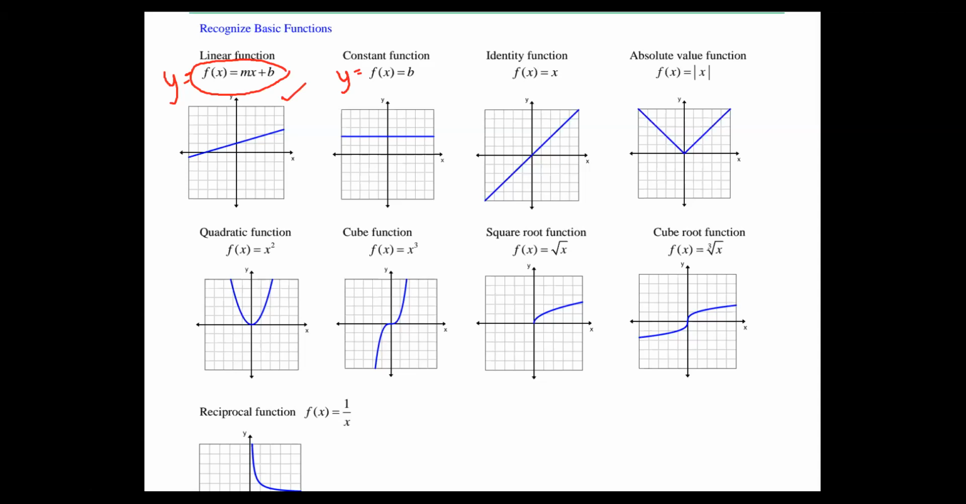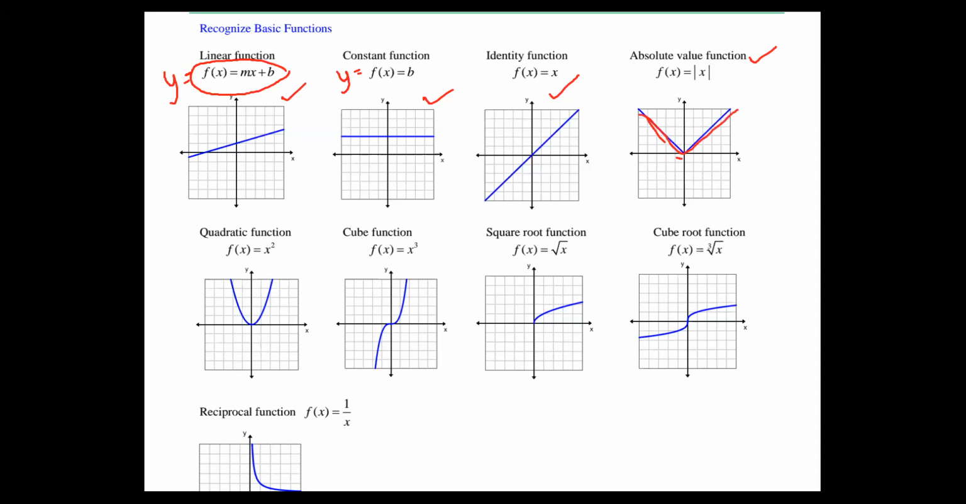The second one is f of x equals b, where b is a constant. So it's going to be a horizontal line. The third one is the identity function, which is a line passing through the origin. The fourth one is the absolute value function, which is always going to be a V-shaped function. So it goes like this.